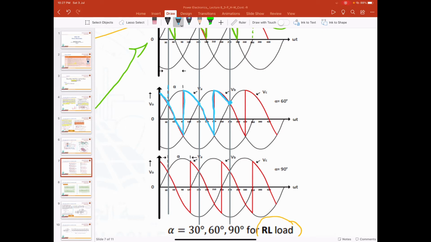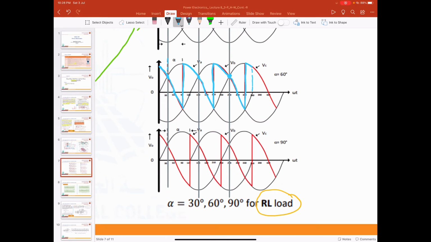Alpha is 0 here, so alpha here is 30, alpha here is 60. So we can go like this up to, yeah, this is 360. Okay, so we can stop here. Okay, and that is the rest of the waveform.